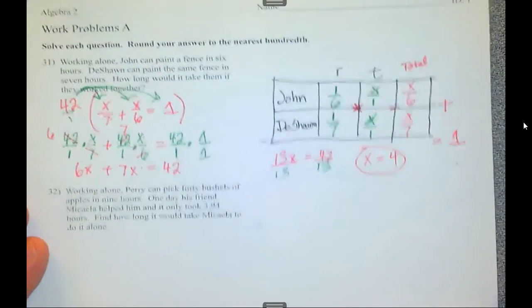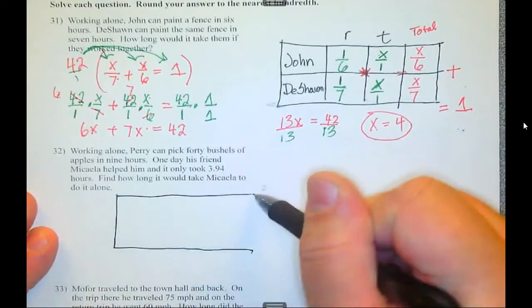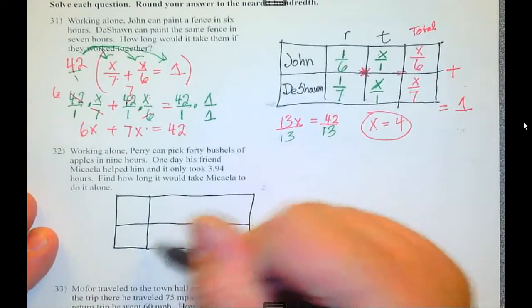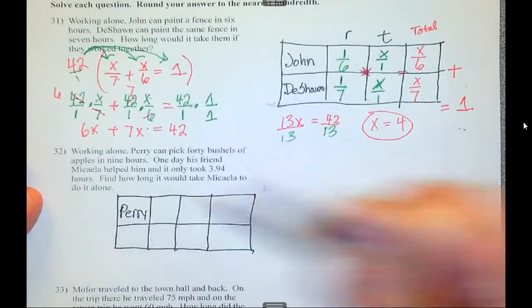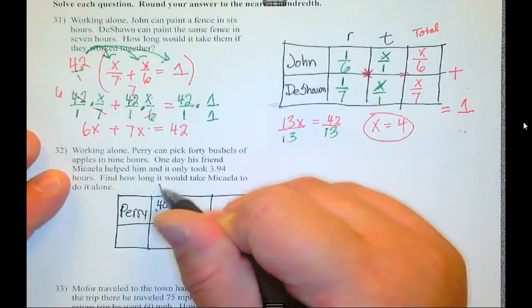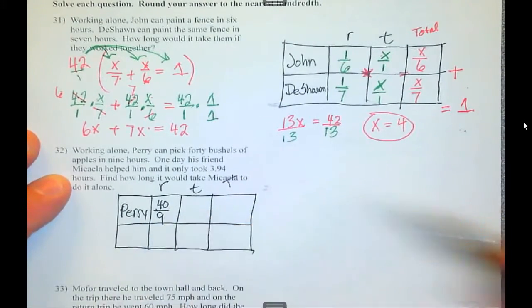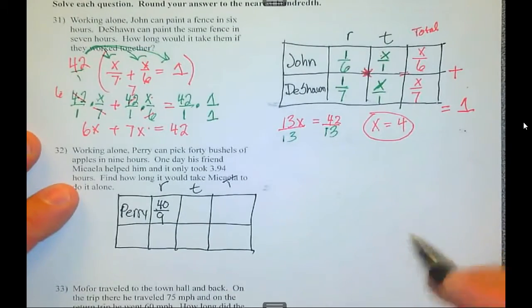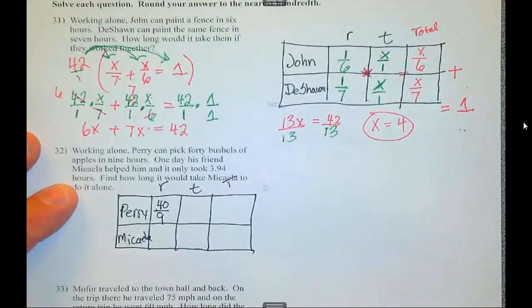All right, you ready? I'm going to make me a chart. Okay, working alone, Perry can pick 40 bushels of apples in 9 hours. So 40 bushels of apples, that's my rate, time, total. 40 bushels in 9 hours. One day his friend Michaela helped him, and it only took 3.94 hours.